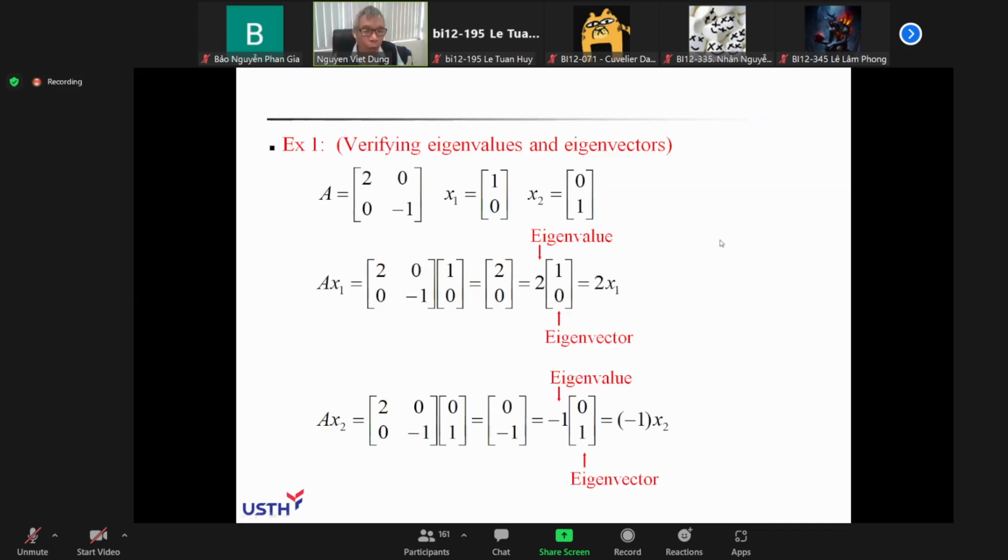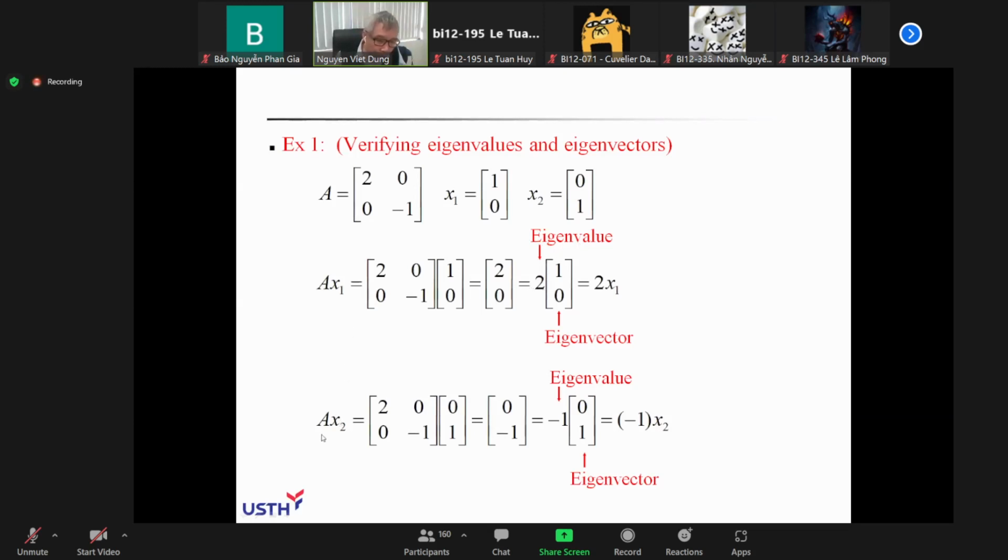And here is an example. If you have A like that, and x1 and x2 to be like that, you see x1 and x2 here are exactly the vectors of the standard basis for R2. Then you multiply A to x1, you get that thing. Because of that, the number 2 here is the eigenvalue, and that vector x1 here is an eigenvector corresponding to the eigenvalue 2.